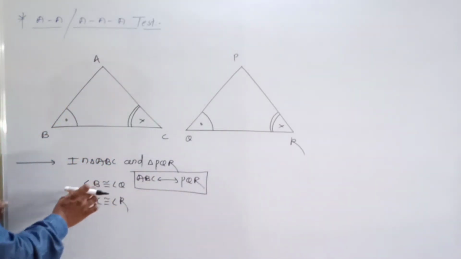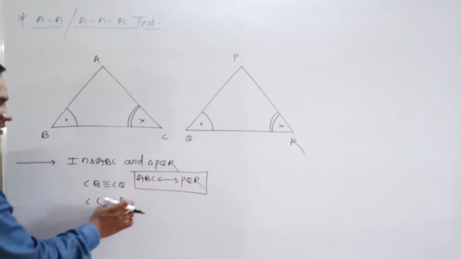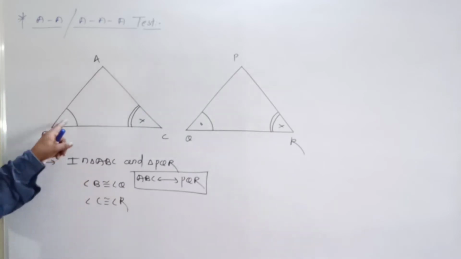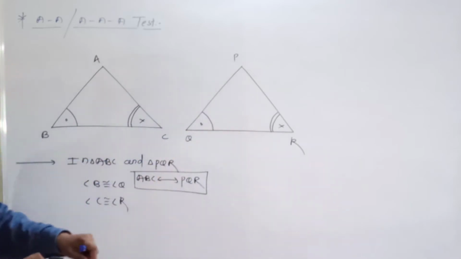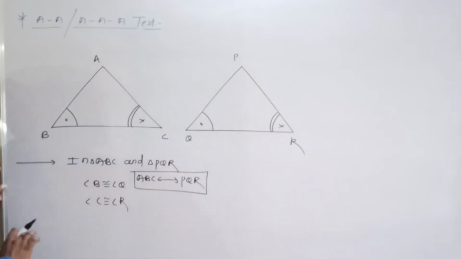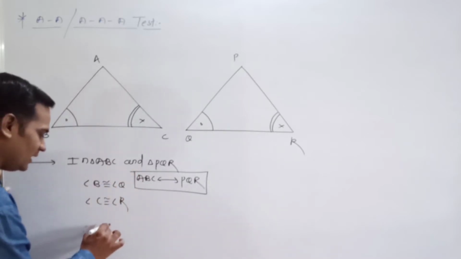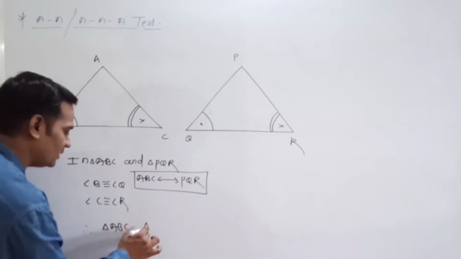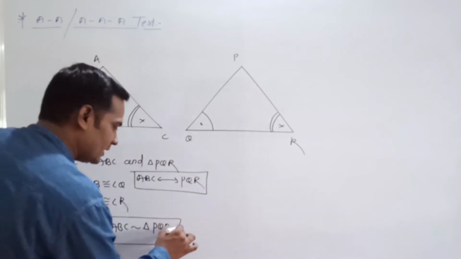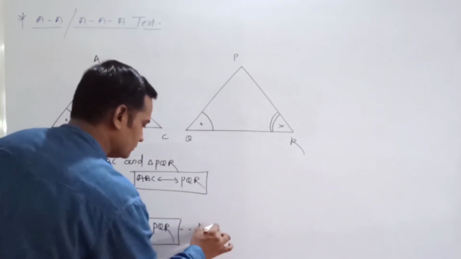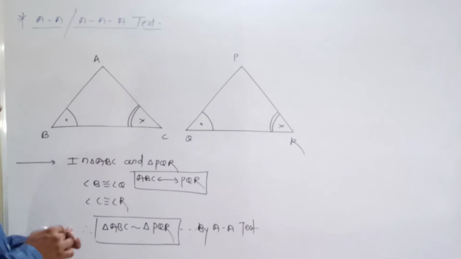Now angle B, which is the corresponding angle of B? That is Q, and the corresponding angle of C is R. Now look at this, this sign indicates that angle B is congruent with Q and angle C is congruent with R, and both angles are congruent to the corresponding angles of the second triangle. Therefore directly we can write triangle ABC is similar to triangle PQR, and just write down here by angle angle test.